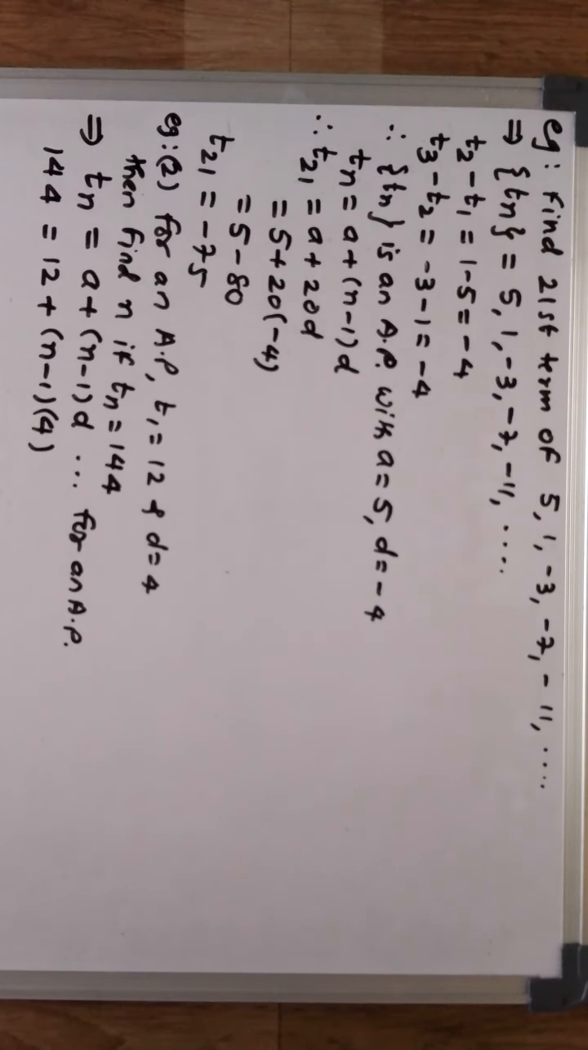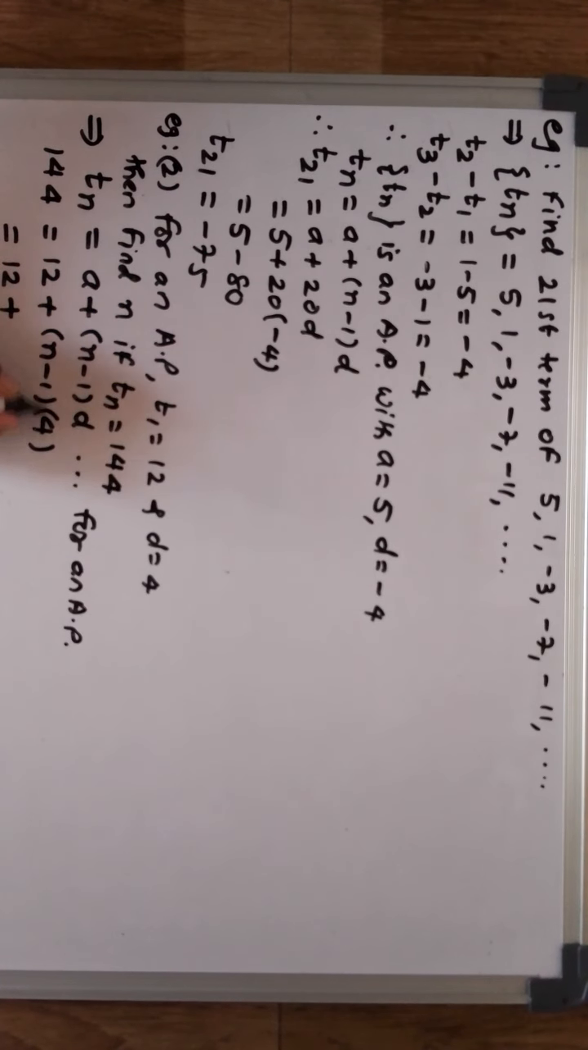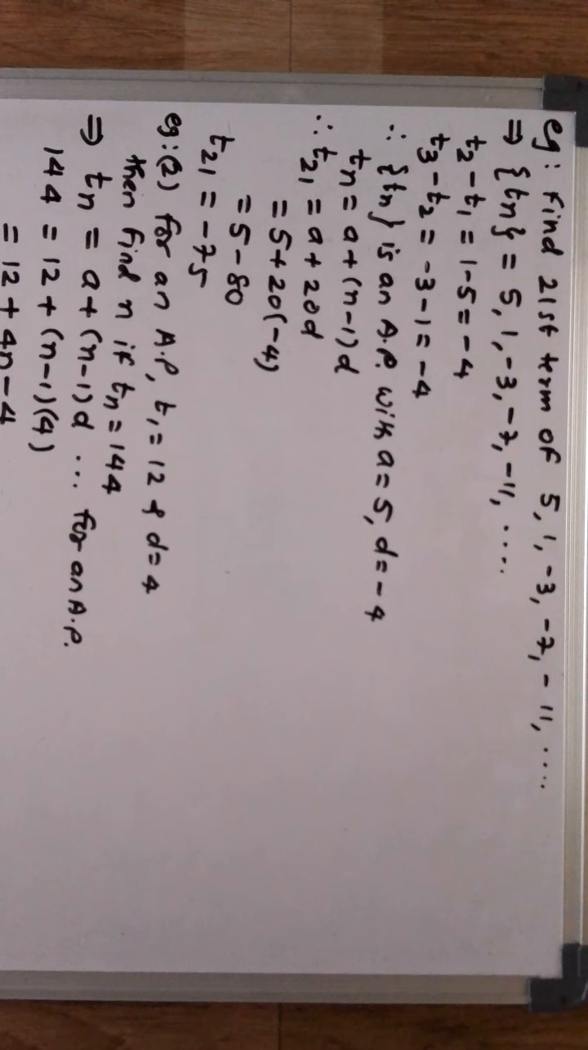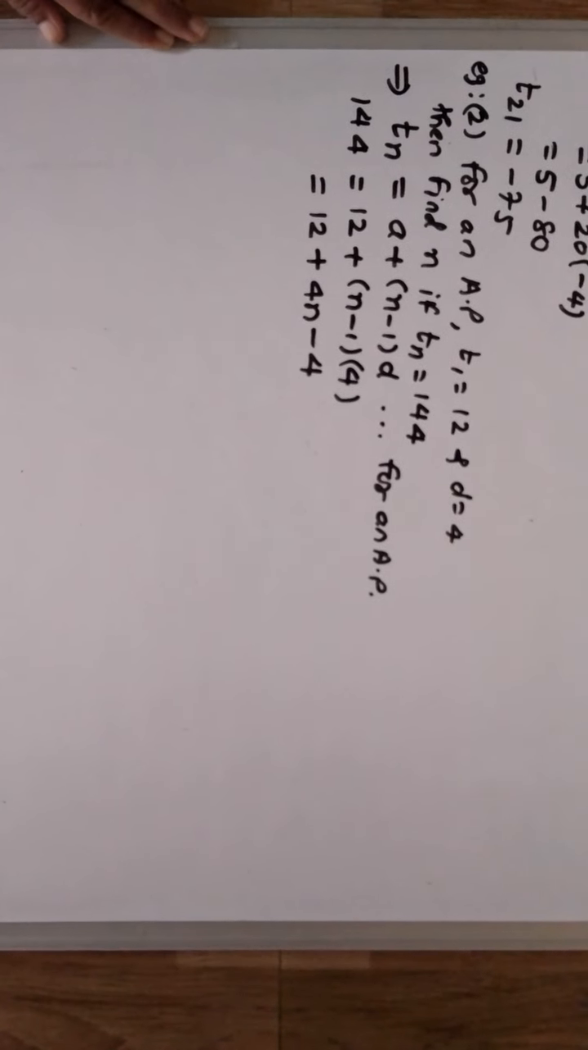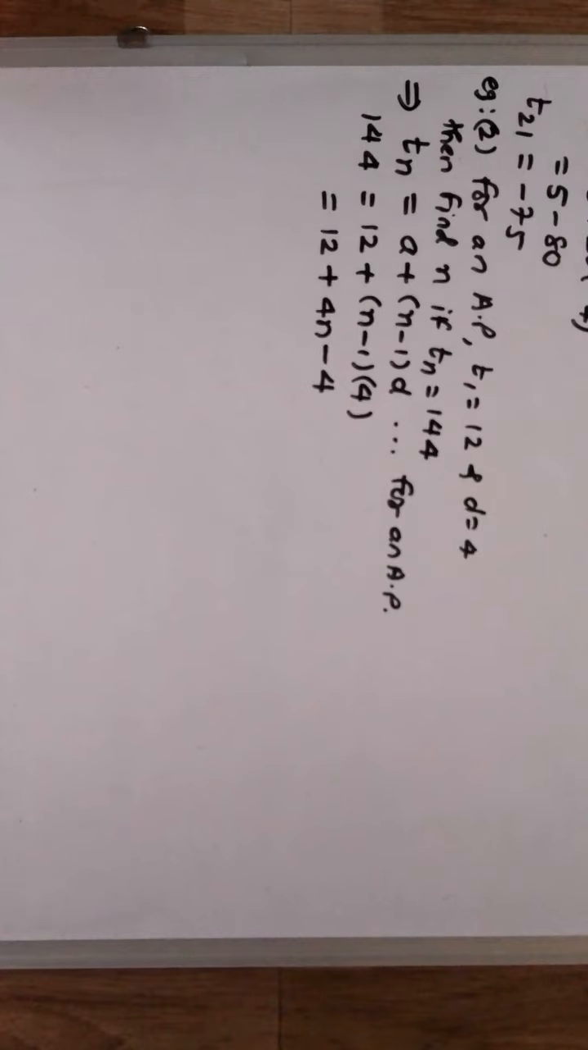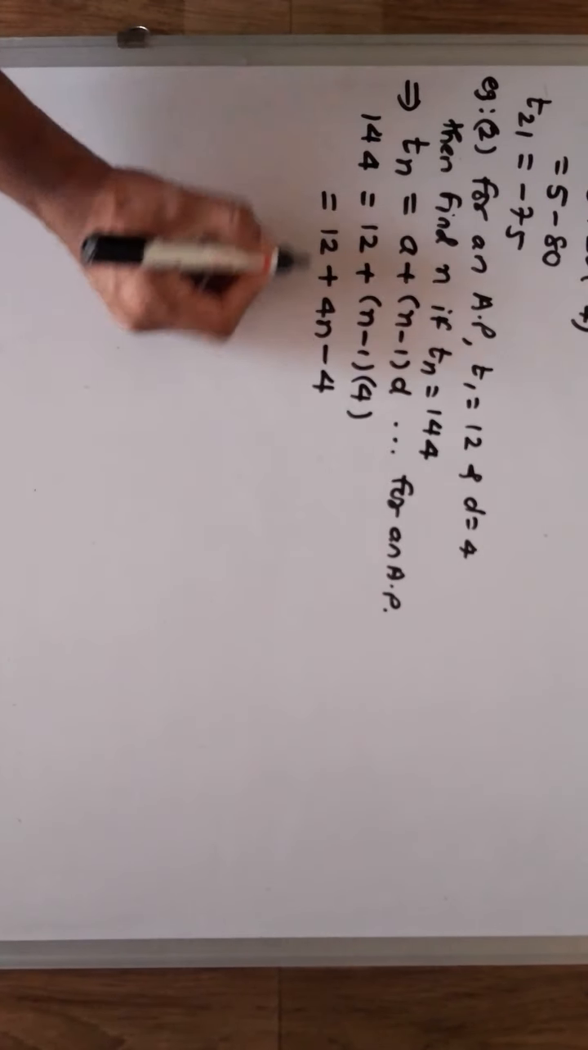The very first thing I would suggest is to open the brace: 12 plus 4n minus 4. Agreed? The correct way of solving is very simple. You have to take this 12 this side, so it becomes 132, and divide by 4. That is the correct way. But if you want not to make any mistake, then better do it like this.